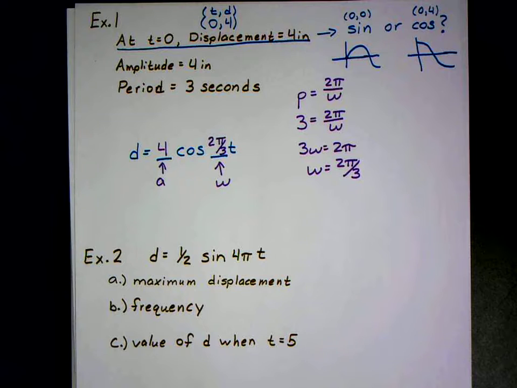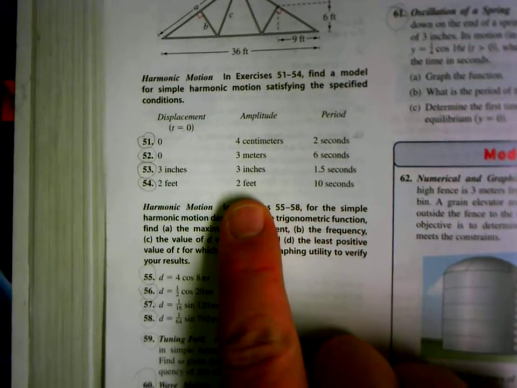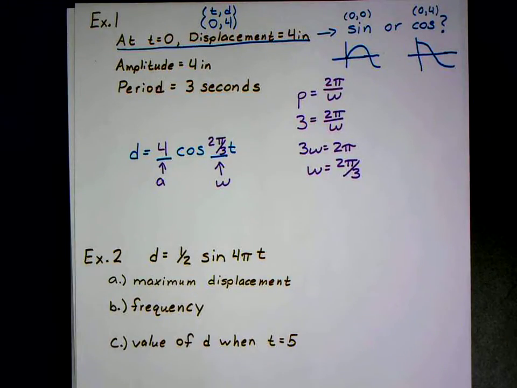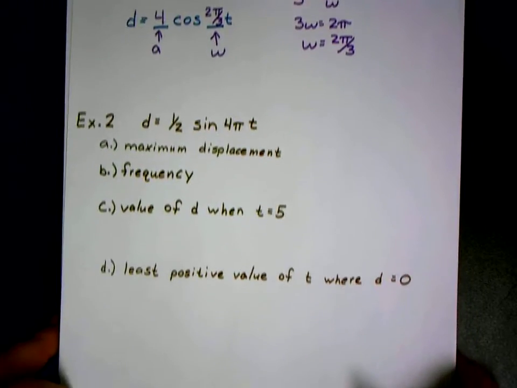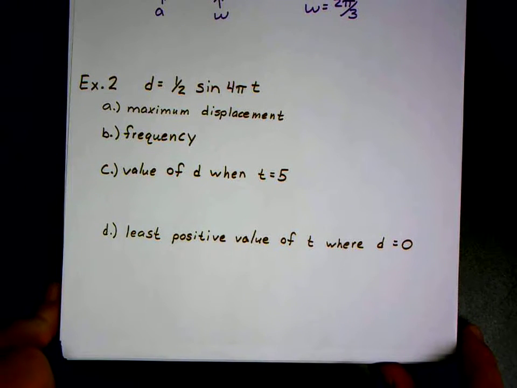All you're doing is finding the equation. They give you the information. Here's the equivalent problems in the book. Huh? Only those 4. Well, then we have example 2. So example 2 gives you the equation and asks you to find some information from the equation.